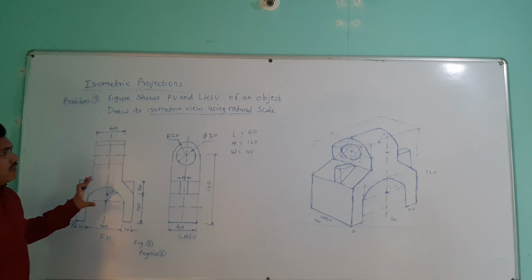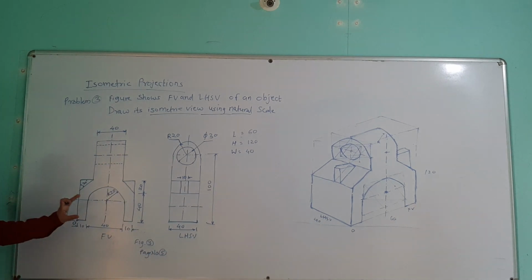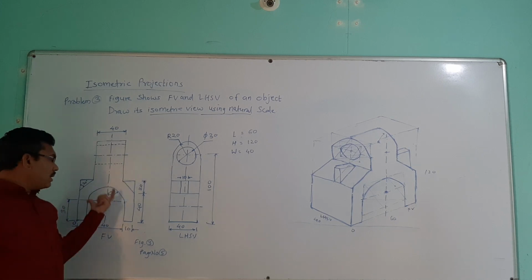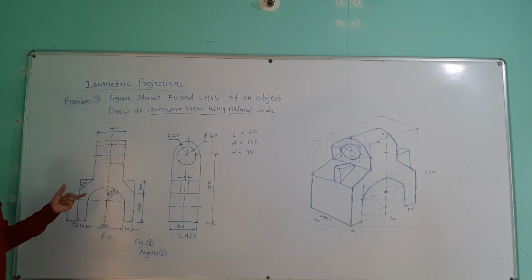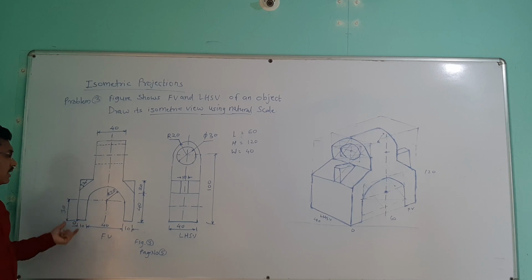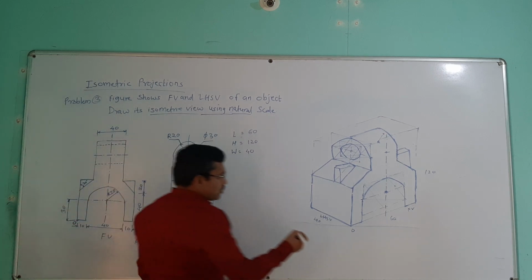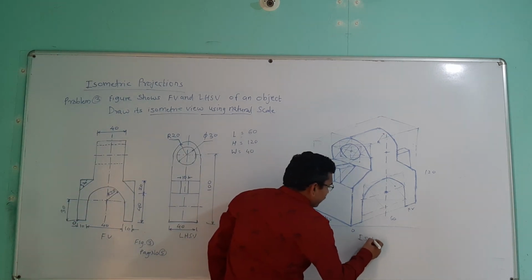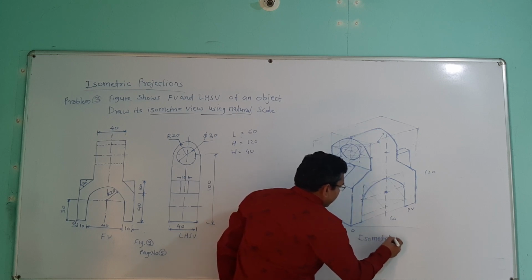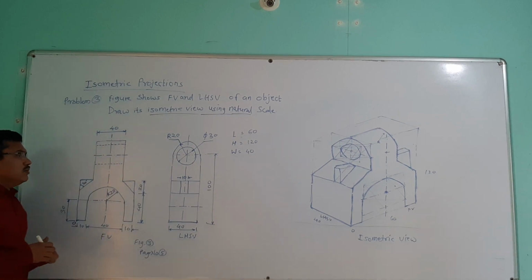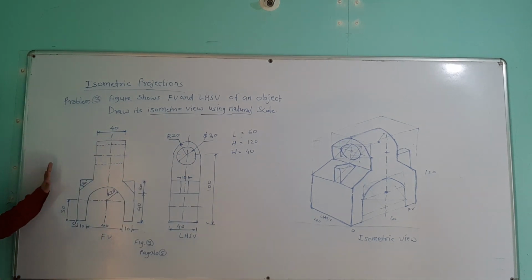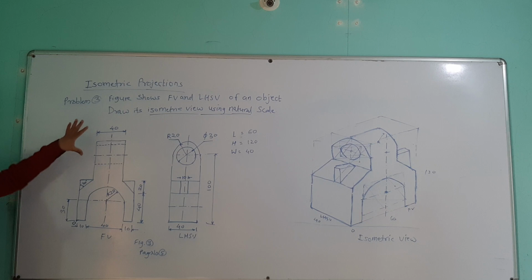Now this completes our solution of this problem, where you have a combination of different conditions: a circle, half circle, full circle, and half circle. So how to draw this in isometric? This is the isometric view of the problem.